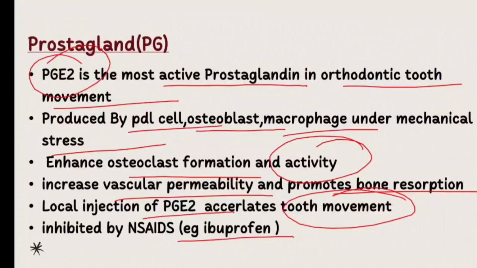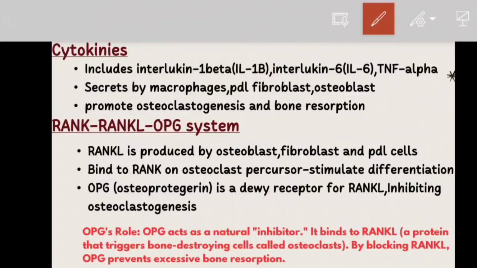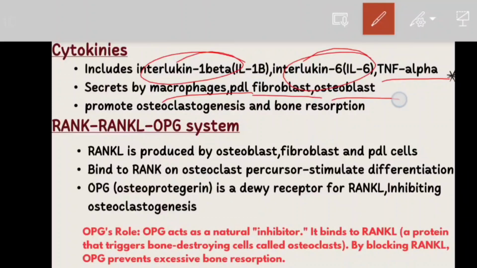Okay. Now the second one is cytokines. The important cytokines are interleukin-1 beta, interleukin-6 and tumor necrosis factor alpha, which are secreted by macrophages, PDL fibroblasts and osteoblasts. Their function is that they promote osteoclast formation and bone resorption, thus helping in orthodontic tooth movement.